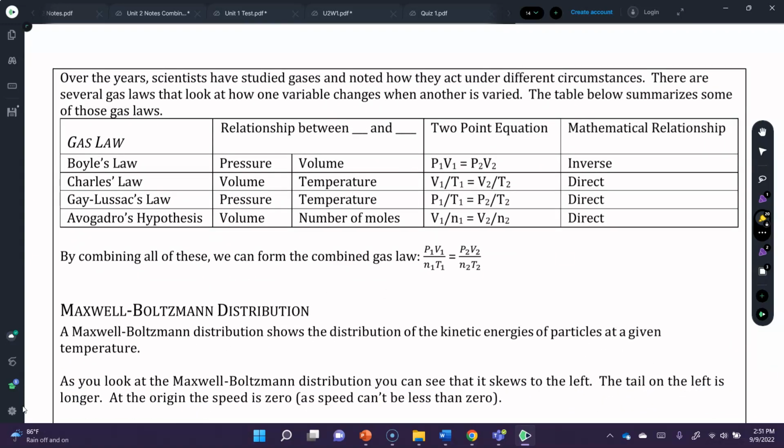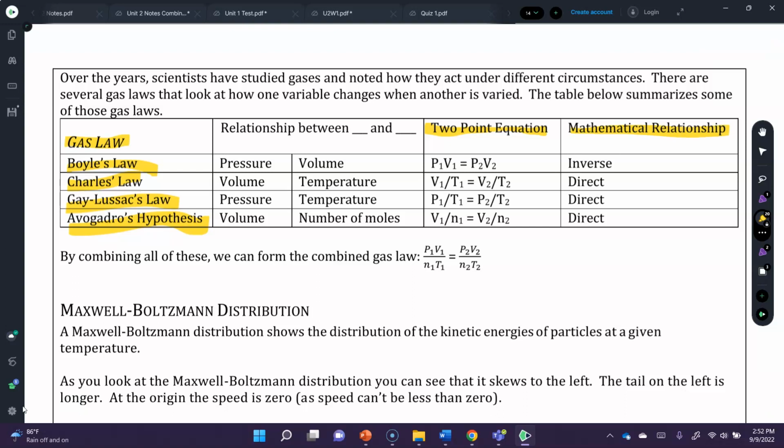Coming back to some gas laws, over the years scientists have studied gases and noted how they act under different conditions. There are several gas laws that look at how one variable changes when another is varied. So it's comparing only two variables out of the ideal gas law: pressure, volume, temperature, moles. Only two are looked at. The table below summarizes some of those laws, and these are the ones that are most likely to appear on the test. So we have the equations, and then we have the relationship as well.